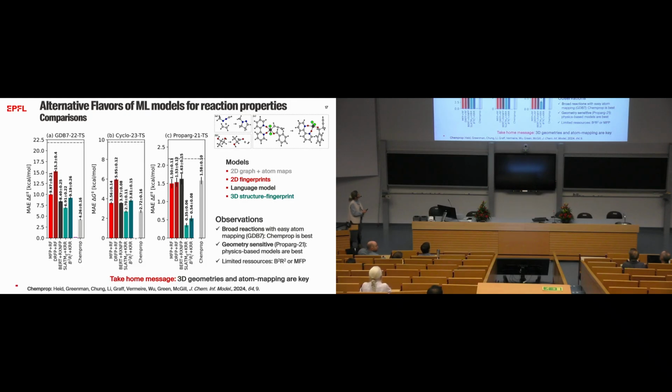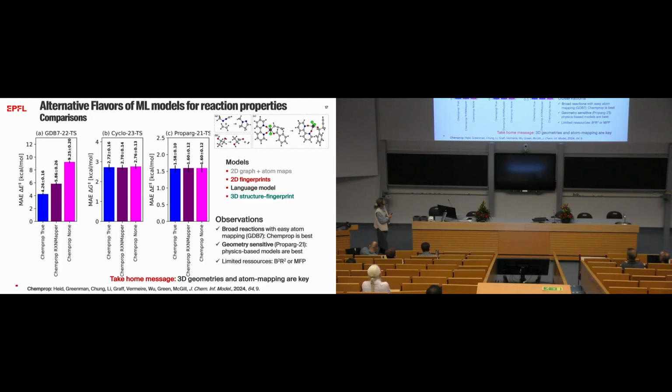And the take-home message, if you look at these 3 different sets, is that 3D geometry, that's something we want to keep, because for enantioselectivity we won't be able to do without. But including atom mapping can be something that helps, and that's what we think we see here. So here you see the real importance of atom mapping in ChemProp. If you remove it, you reach an accuracy that is similar to the physics-based model.